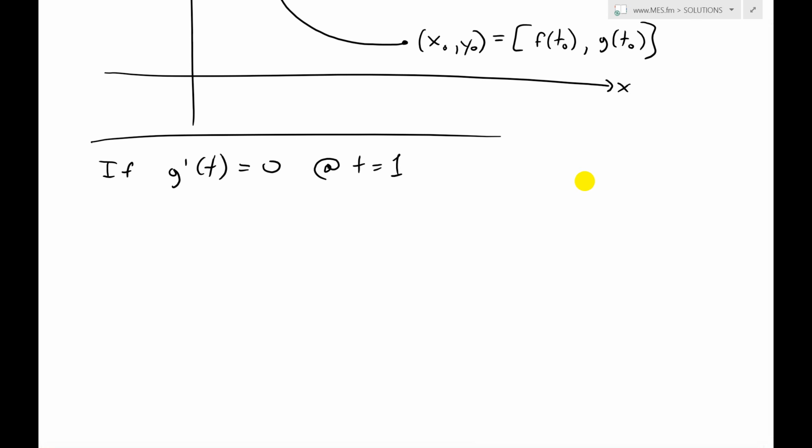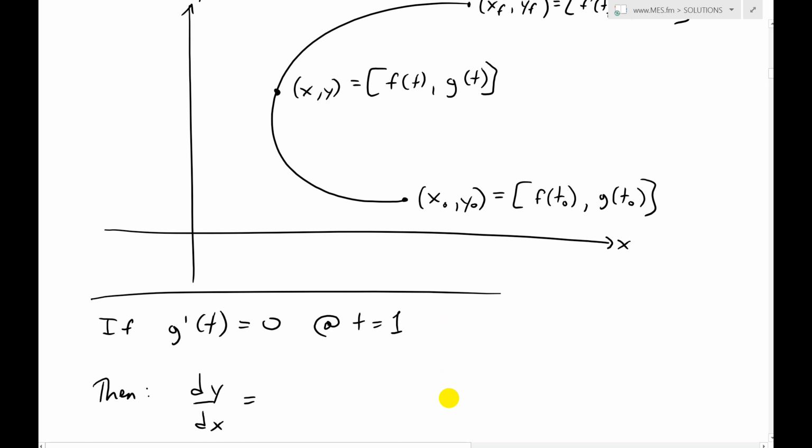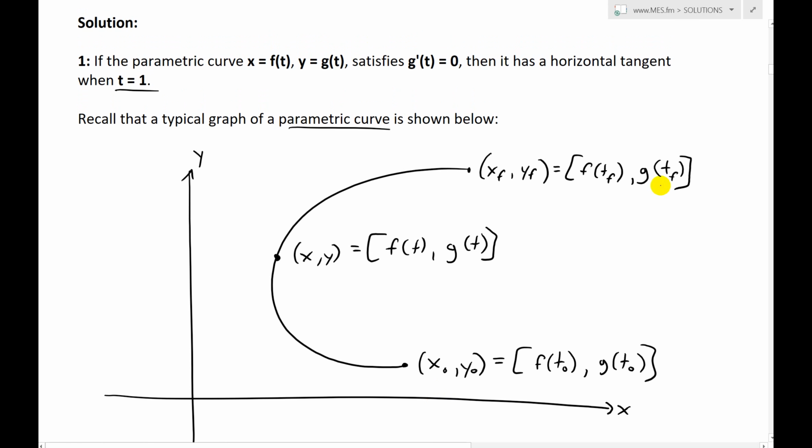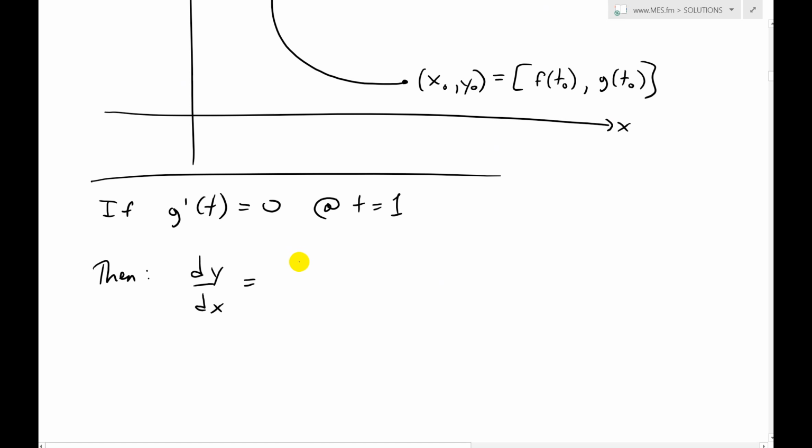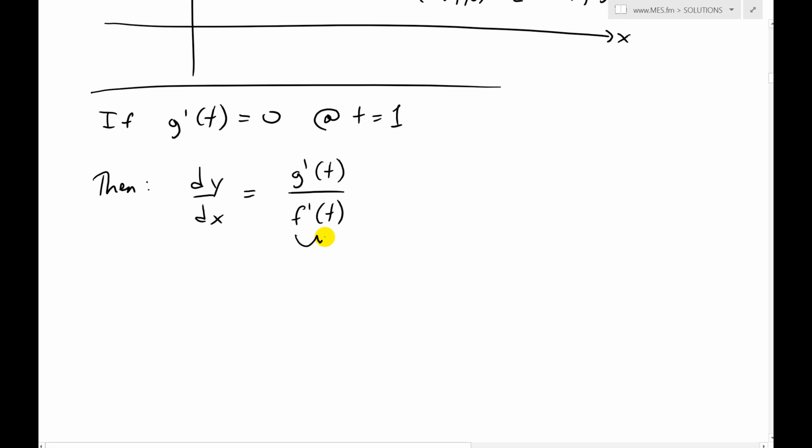Then what we end up having is, if you recall the derivative dy over dx in parametric equations, as I showed in my earlier video, it's going to be g prime over f prime. So this is going to be g prime of t over f prime of t, where this bottom one right here is not equal to 0. So always remember that this can't equal 0, otherwise it's going to be undefined.